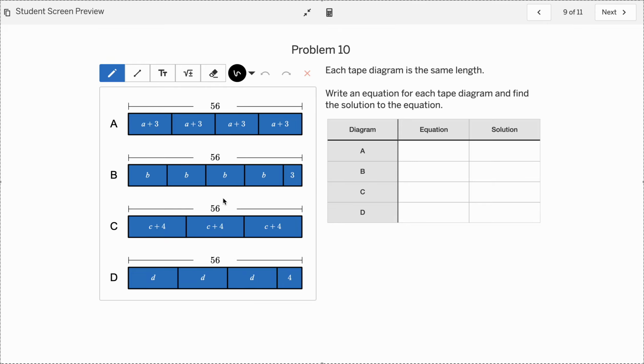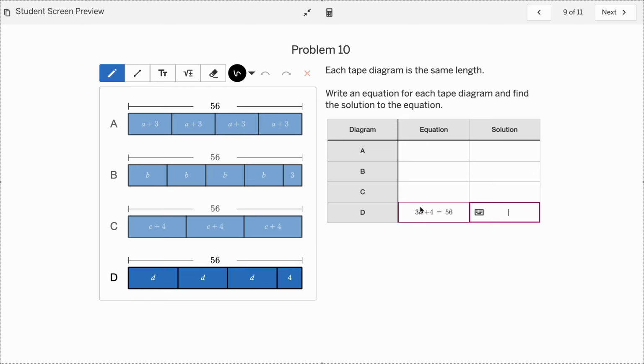So all of them are equal to 56. So I know that the end is always going to be equals 56. So it looks like I have 1, 2, 3 D's. And basically what that means is that these parts of this diagram are equal or equivalent. I have this space, and this space, which are all the same. And then I have 4. So 3D add 4 equals 56. That would be the equation for D.